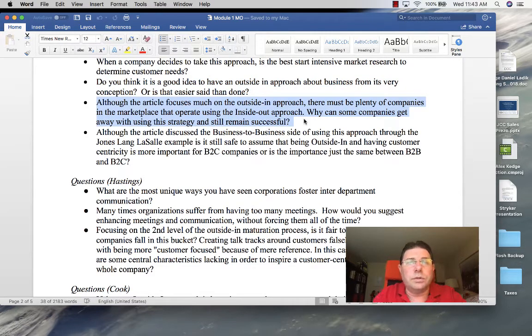The article focuses on the outside-in approach. There must be plenty of companies in the marketplace that operate in the inside-out approach. Why do some companies get away with using this strategy and still remain successful? Well, we can define successful in many different ways. If you look at Microsoft between 1990 and 2000, they were bulletproof. Okay, they really were. If you look at them between 2000 and 2010, they were not bulletproof.